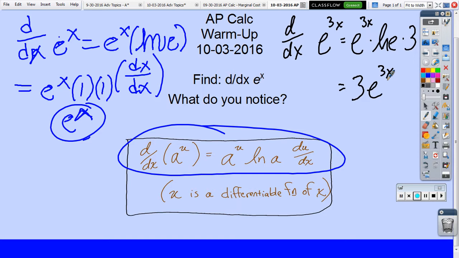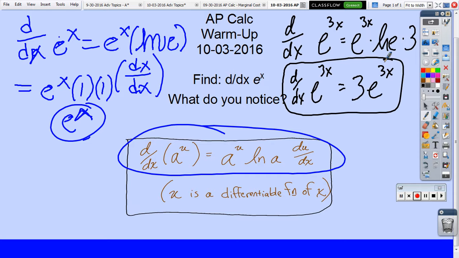So the du over dx is the derivative of this with respect to x. Yes, du over dx is the derivative of the 3x with respect to x. So it's 3e to the 3x. So the derivative with respect to x of e to the power of 3x is 3e to the 3x.